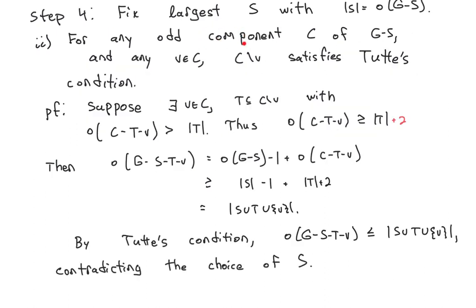All right, now we have the second part. For any odd component of G minus S and any vertex in that component, if we remove that vertex, we get a new graph that satisfies Tutte's condition. Note here that we are working in the odd component.